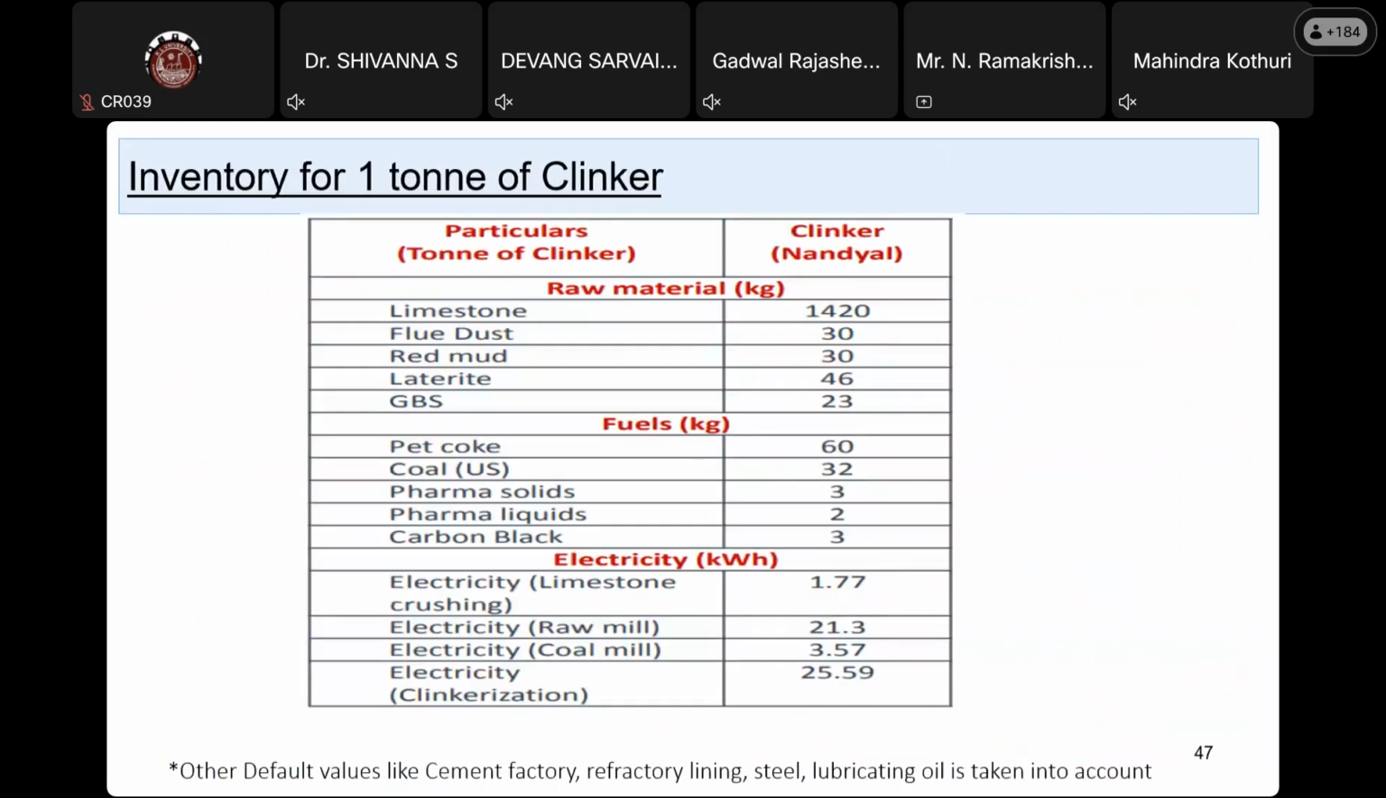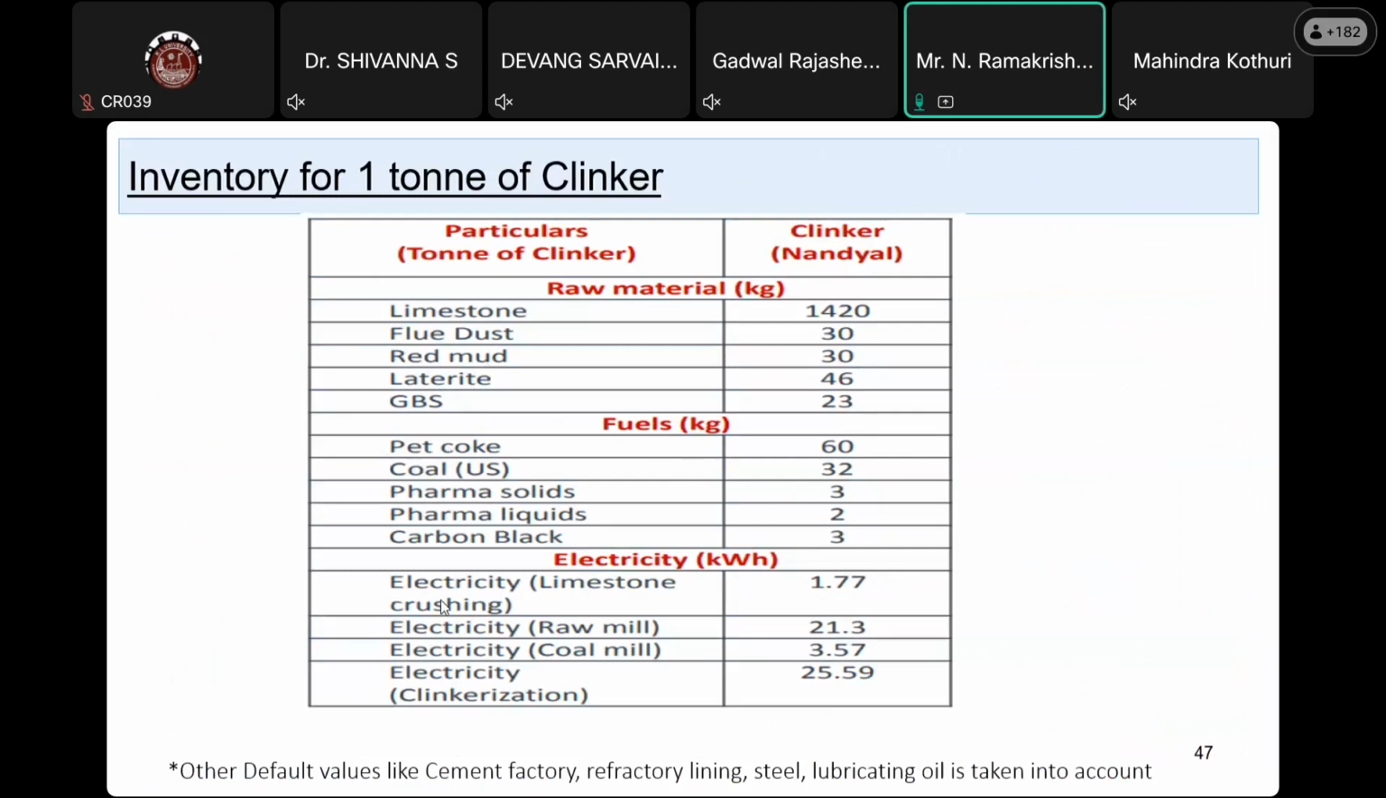So now the different materials inventory for 1 ton of clinker, if you can see here. This is the example of, as I told you, some six cement plants you have taken. Out of this is the Nandyal plant in Andhra Pradesh, where they have taken this for 1 ton of clinker: what are the raw materials used, how much fuel is required, how much electricity is used at different heads. They have shown that: limestone, 1420 kgs, like that, fly ash, red mud, GBS, petcoke, fuels.